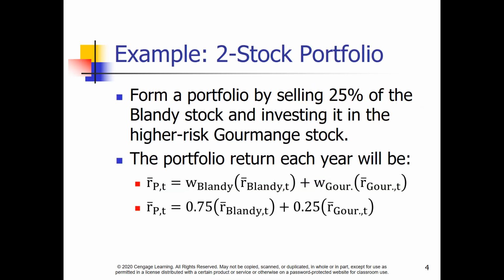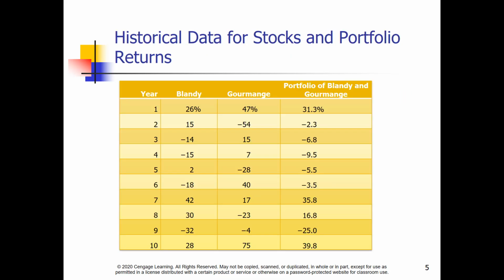According to the case, the investor has 100% of his portfolio in Blandy stock, but has become concerned after seeing how risky Blandy is. He wants to shift to 75% Blandy, 25% Gourmand, but wants to see what the return would have been for the last 10 years had he pursued this allocation. Here's our 10-year historical data again that we need to answer the investor's question.